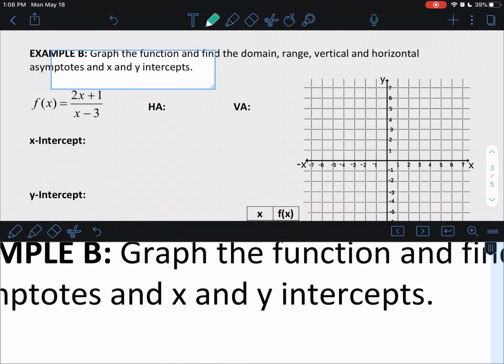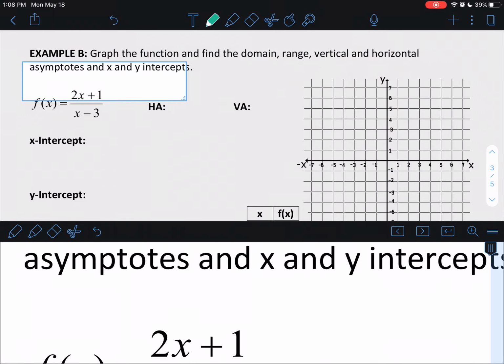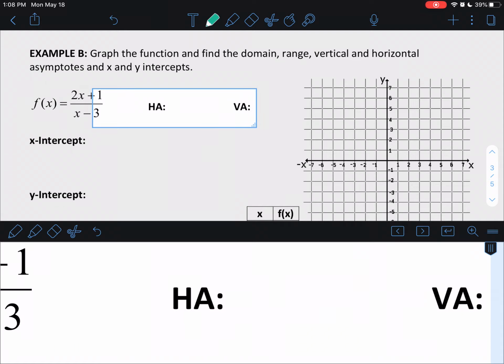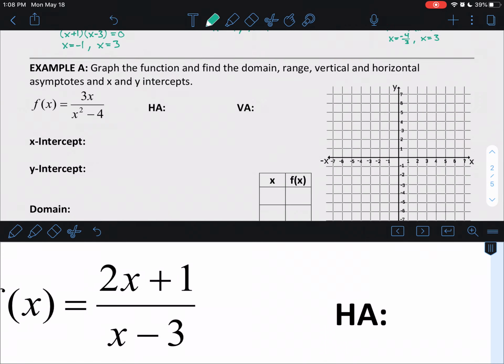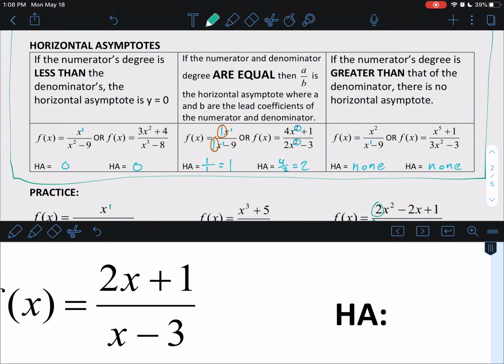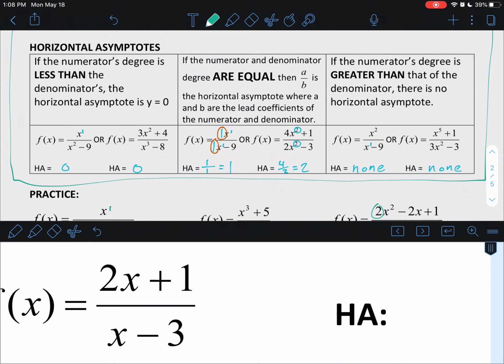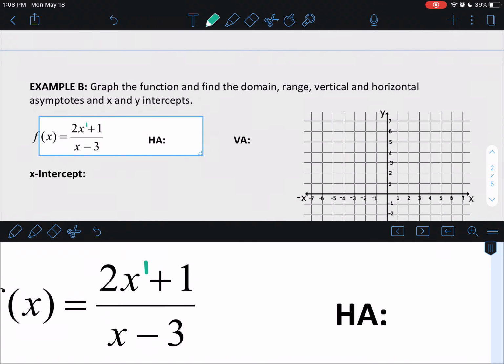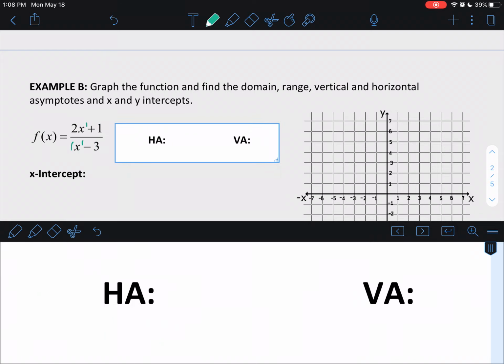So graph the function and find the domain, range, vertical and horizontal asymptotes, and x and y intercepts. My function is f of x equals 2x plus 1 over x minus 3. To find the horizontal asymptote, that's the one where I have these rules. These are both degree 1. They have the same degree, which means I'm taking 2 over 1. 2 over 1 is just 2. So my horizontal asymptote is y equals 2.